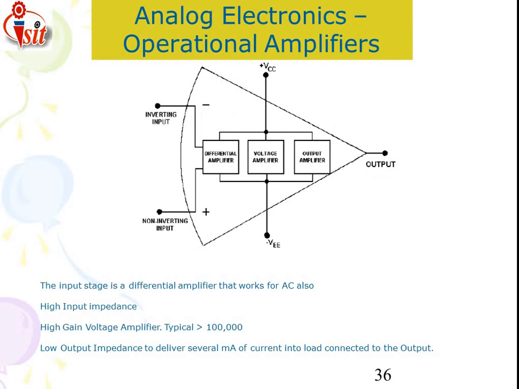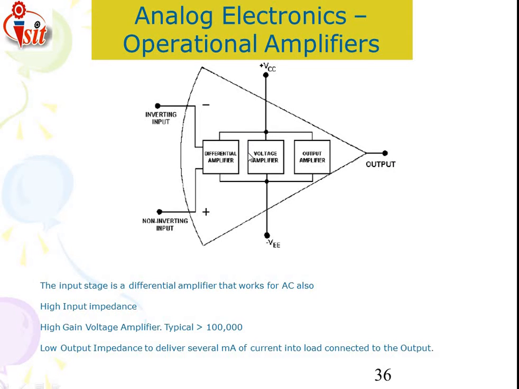Then next is the analog electronic operational amplifier. In that operational amplifier, the first terminal is connected as an inverting input, the second terminal as a non-inverting input, and these two inputs are given to the differential amplifier, along with the voltage amplifier and then the output amplifier. Along with this, we are calculating the output here.